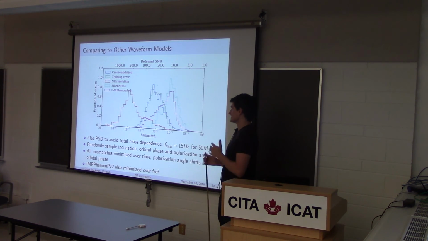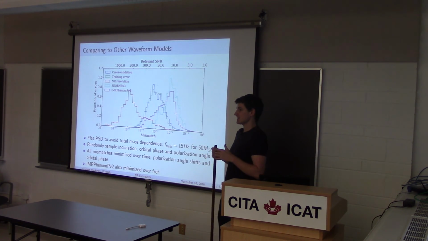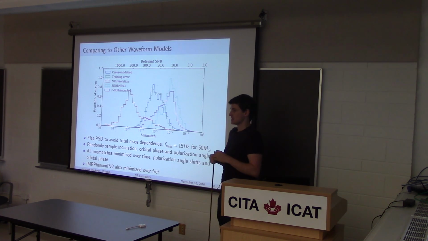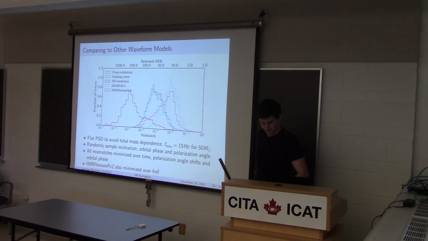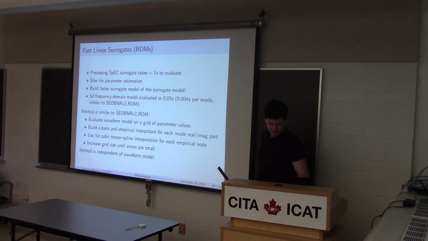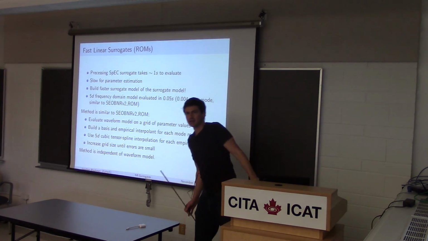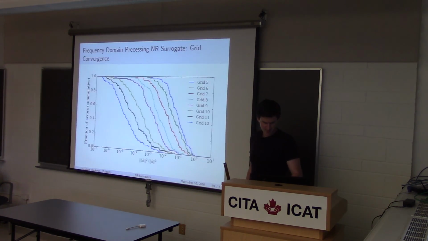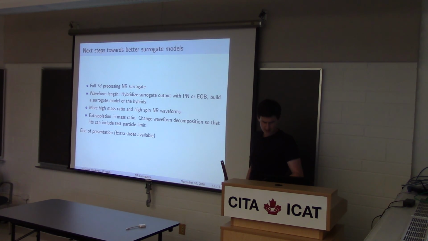The problem is this is a very restricted area of the parameter space, and getting mismatches of 10 to the minus 3 at higher mass ratios might be very hard. So I think, what's the time like? I think I'll end there and ask for questions. But here are the next steps.